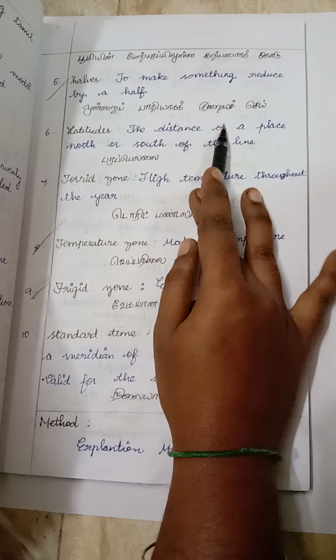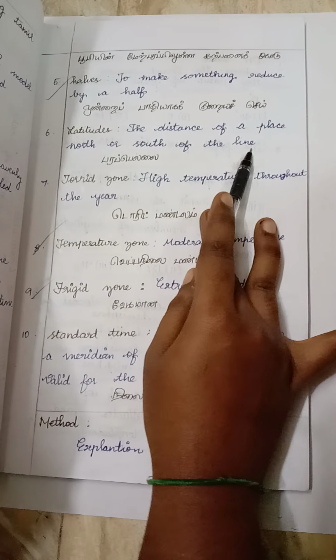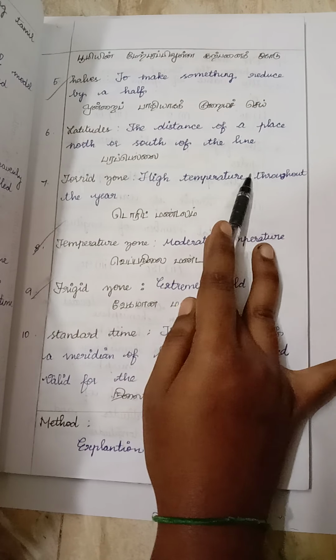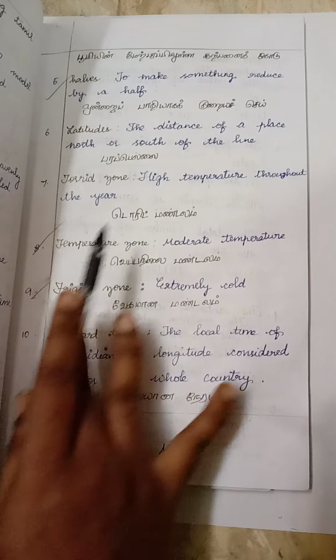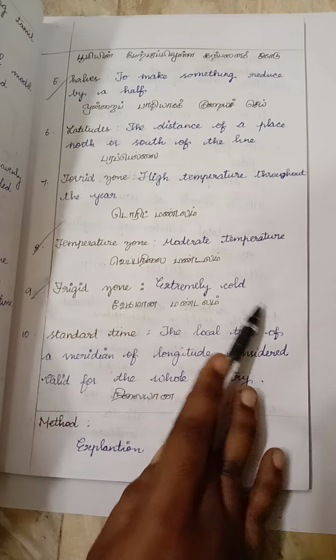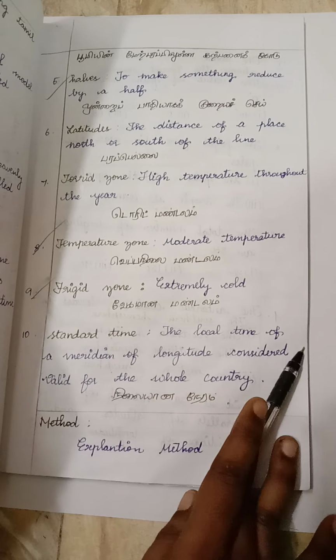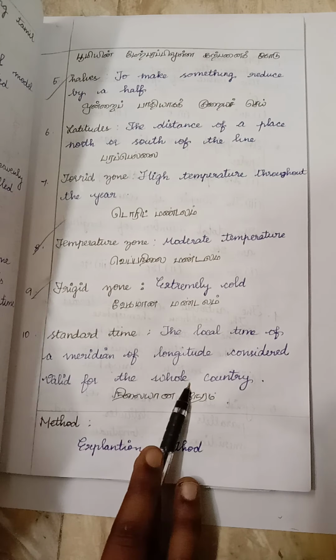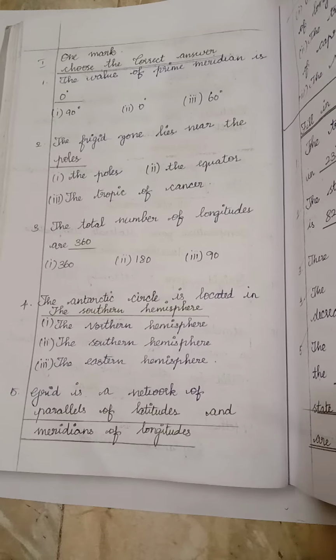Latitude: the distance of a place from the north and south pole. Torrid zone: high temperature throughout the year. Temperate zone: moderate temperature. Frigid zone: extremely cold. Standard time: the local time of a meridian of longitude considered valid for the whole country.